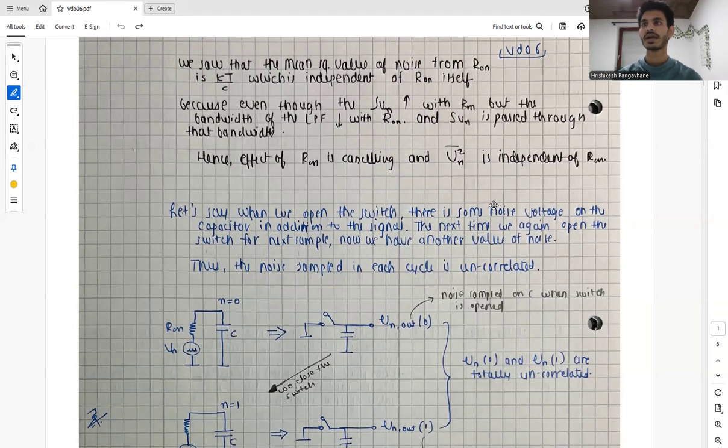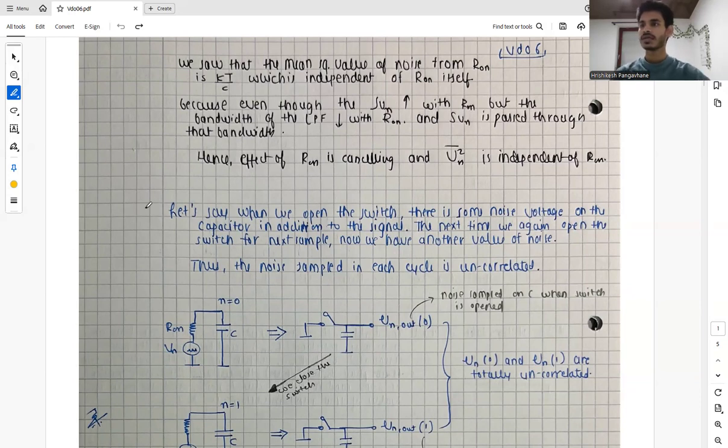So until now, we saw that the mean squared value of the noise from Ron is KT by C, which is basically independent of Ron itself. Even though the spectral noise density SVN increases with Ron, the bandwidth of the low pass filter it is being passed through decreases with Ron. So the effect of Ron is getting cancelled, and the mean square value is independent of Ron. This is what we saw at the end of the previous video.